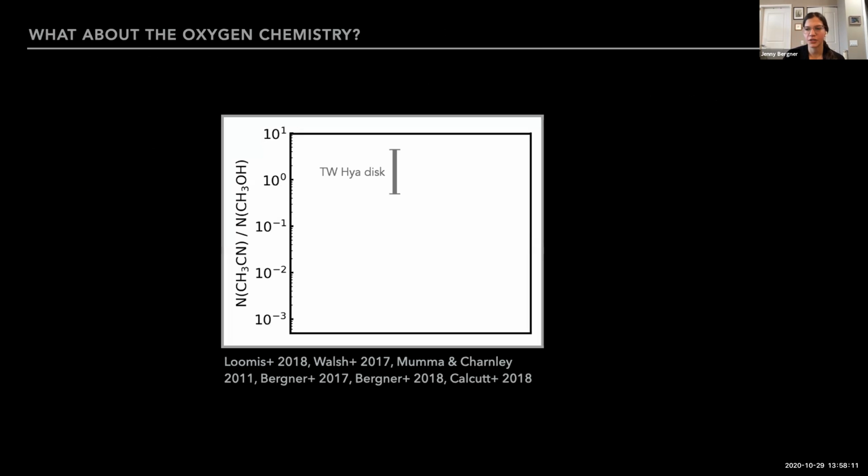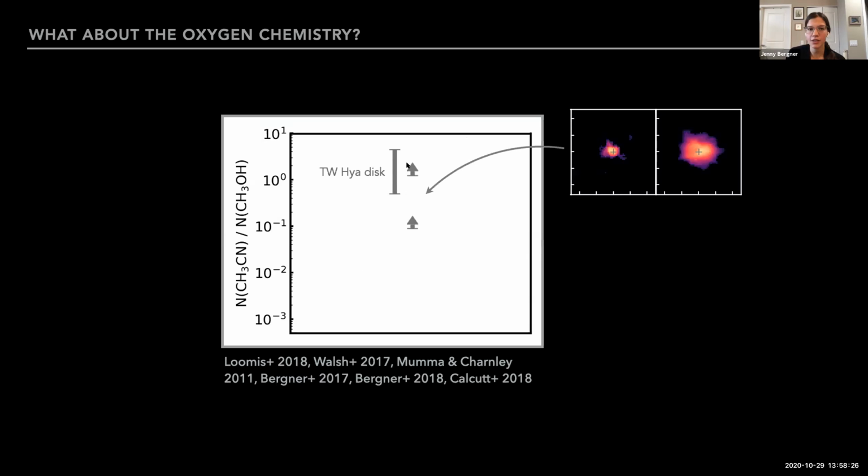So just to put this all together, in one disk we have a measurement of methanol, and so we can compare the methylcyanide to methanol ratio. And we find that in this disk, the ratio between them is about unity. There are a few other sources where we haven't detected methanol, but we have pretty stringent upper limits on its abundance. And in this case, the methylcyanide to methanol ratio is again consistent with being of order unity.